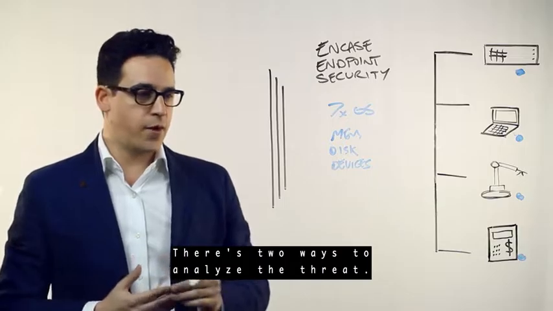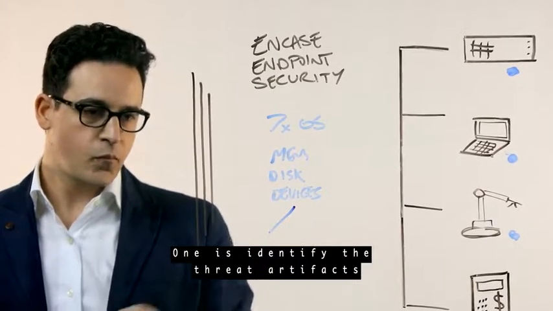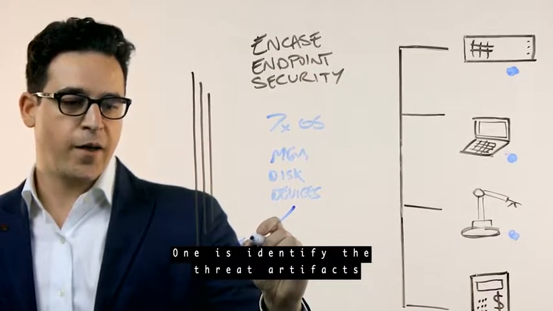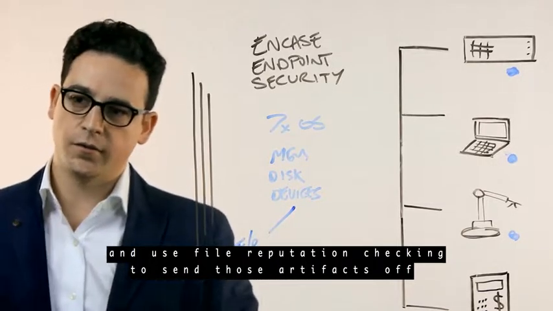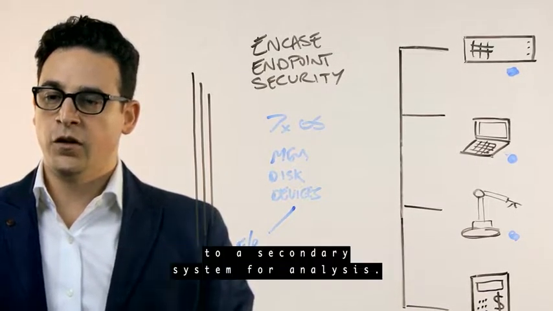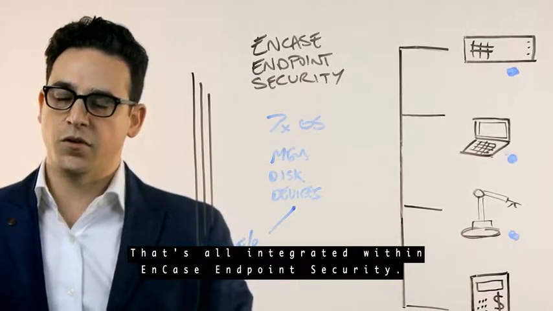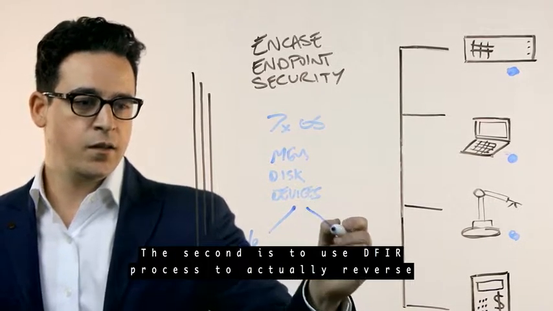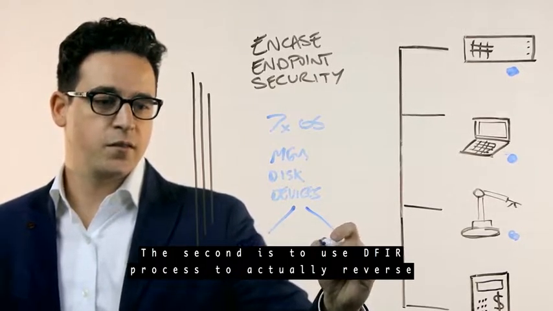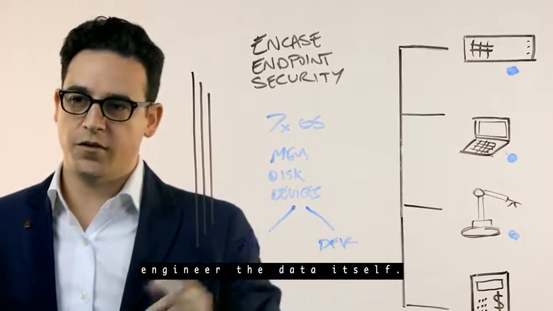There's 2 ways to analyze the threat. One is to identify the threat artifacts and use file reputation checking to send those artifacts off to a secondary system for analysis. That's all integrated within EnCase endpoint security. The second is to use DFIR process to actually reverse engineer the data itself.